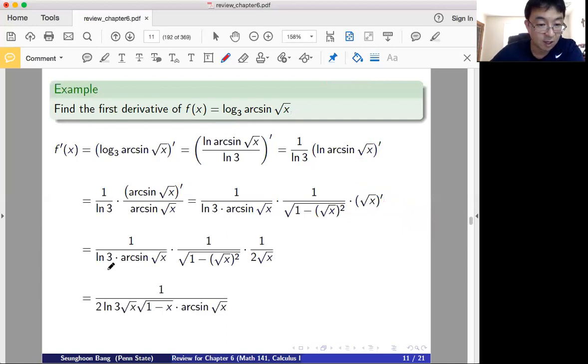The ln of 3 combines into here. The square root of x is here. The square root of x squared is only x. The square root of 1 minus x is here. Last one, arcsine root x here. That's it. This is the whole idea for solving this problem.